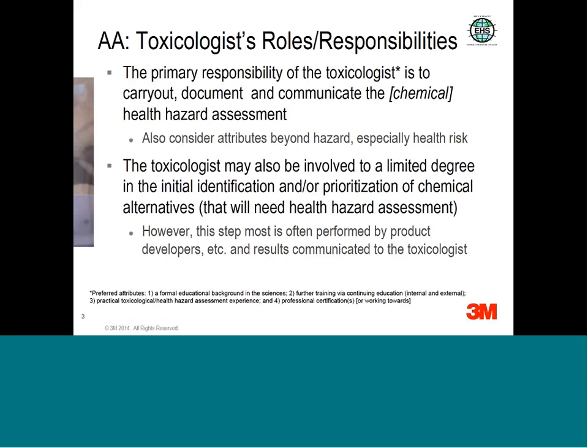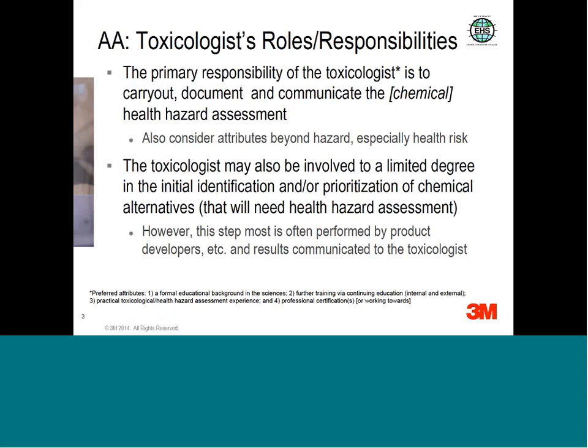For alternative assessment, our roles and responsibility as a toxicologist, I've been doing this at 3M for a lot of years, and our responsibility is to carry out, document, and communicate the chemical health hazard assessment. I'm going to talk about health rather than environmental and other assessments today. And we also always consider attributes beyond hazard, and especially risk, and we use that previous equation, risk as a function of hazard and exposure.